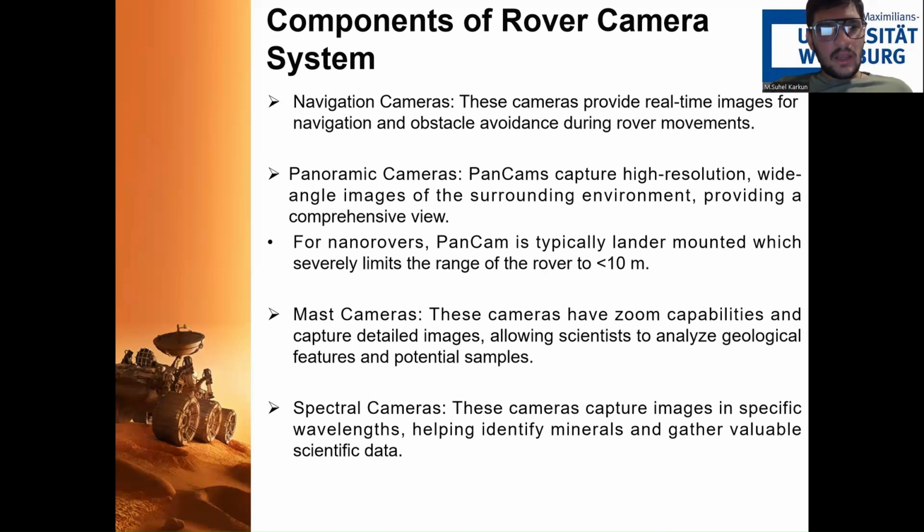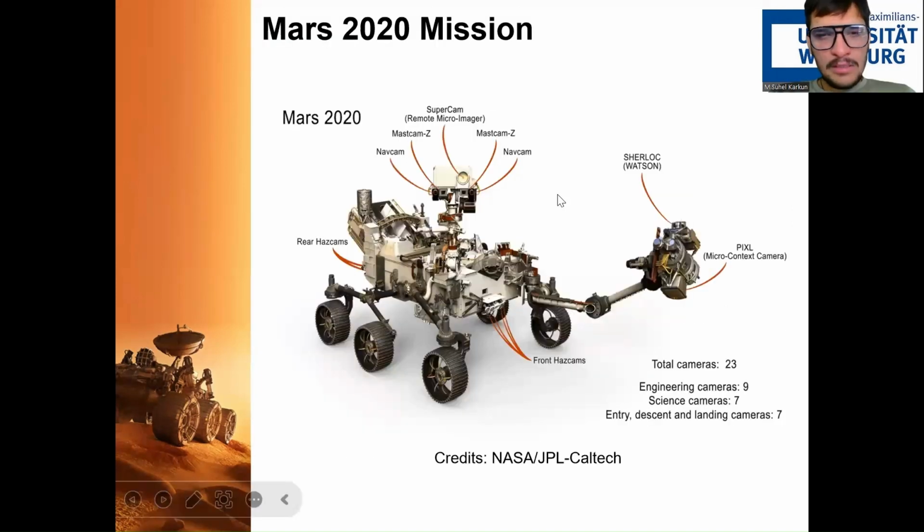And at last, we have hazard cameras. These cameras are mounted basically on the lower part of the rover in front and rear positions for protection of the rover during its maneuvers, so it can be protected from any of the hazards available on that planet, like stones and other particles. In this image, we can see the Mars Exploration Rover Mission 2020-2021.